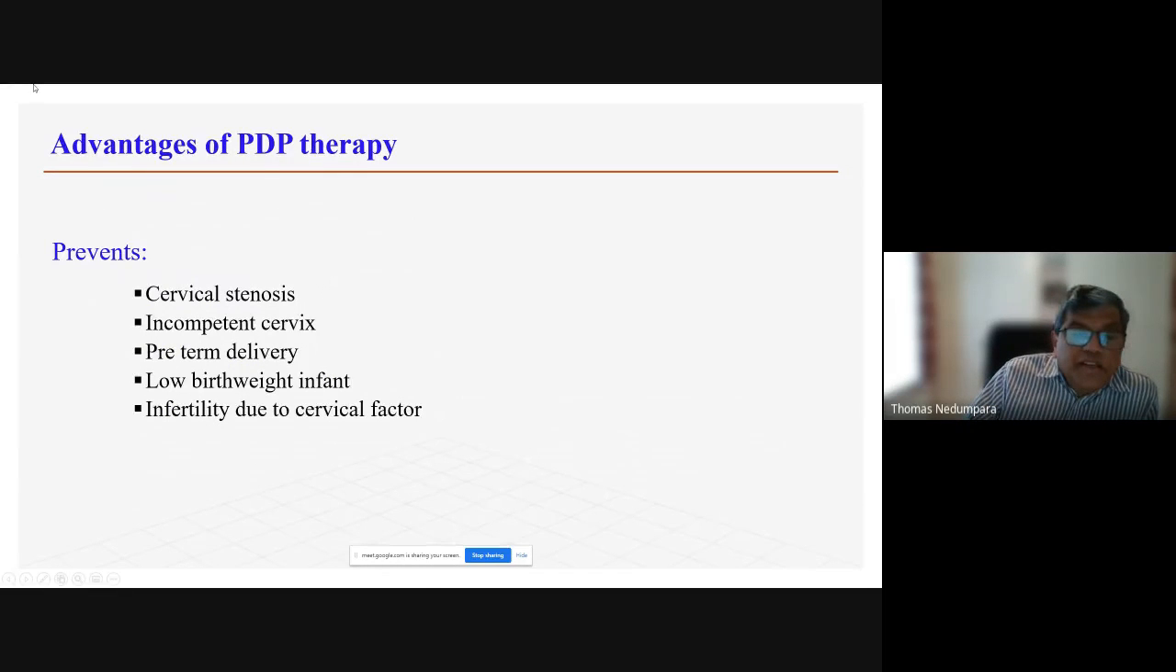So if you use electrosurgical current to cut the abnormal area, you are likely to remove more cervix, and therefore when it heals, it can produce cervical narrowing or stenosis. And if most of the cervix is destroyed, then there will be incompetent cervix. So that can lead to preterm delivery, and preterm delivery can lead to low birth weight infant. And sometimes, if most of the cervix has been removed, then it can lead to infertility due to removing the cervical factor.